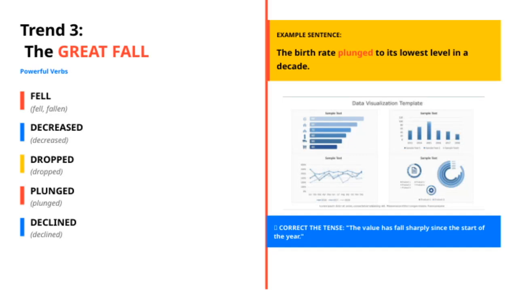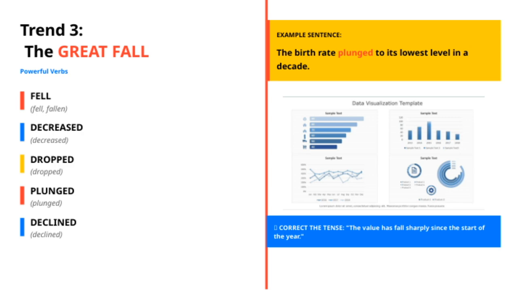Let's take a look at this slide. First, notice the sentence. The value has fallen sharply since the start of the year. We need to correct the tense here. Since we're talking about a change that started in the past and continues to the present, the correct form is the value has fallen sharply since the start of the year. Now, moving on to the next point, the birth rate has plunged to its lowest level in a decade.